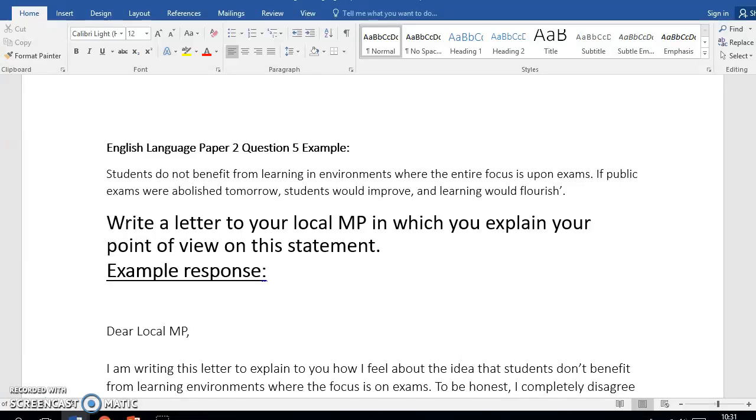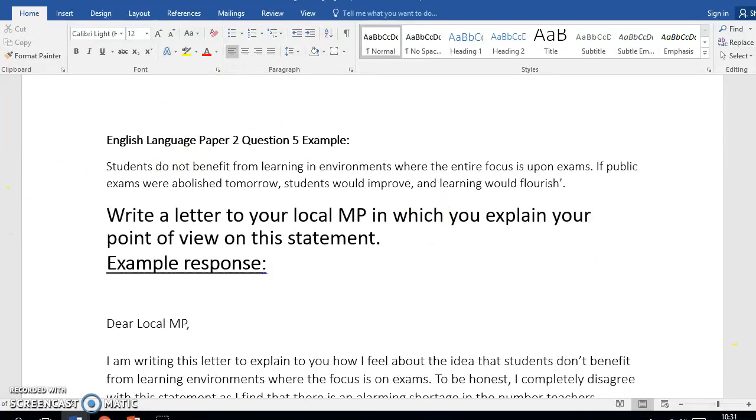So let's just remind ourselves of the statement. Students do not benefit from learning in environments where the entire focus is upon exams. If public exams were abolished tomorrow, students would improve and learning would flourish. Write a letter to your local MP in which you explain your point of view on this statement. So here's an example response.